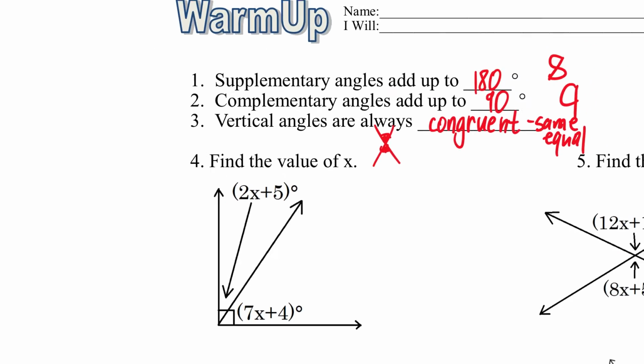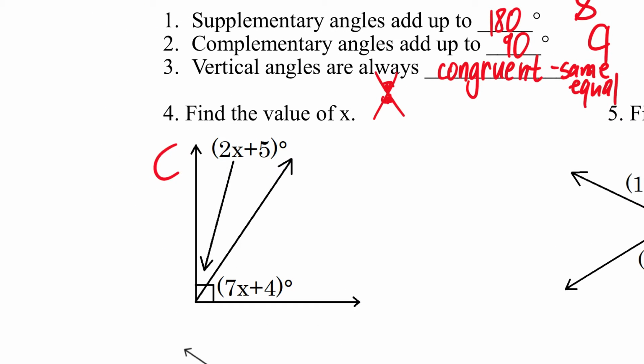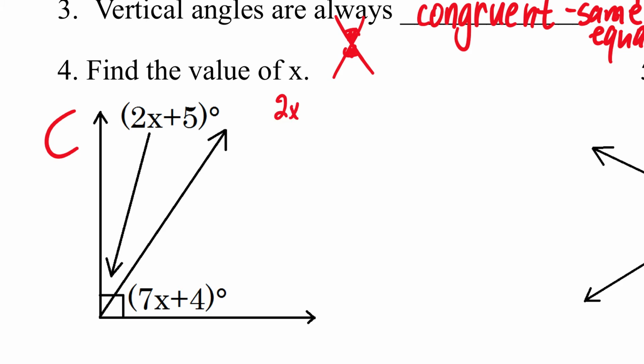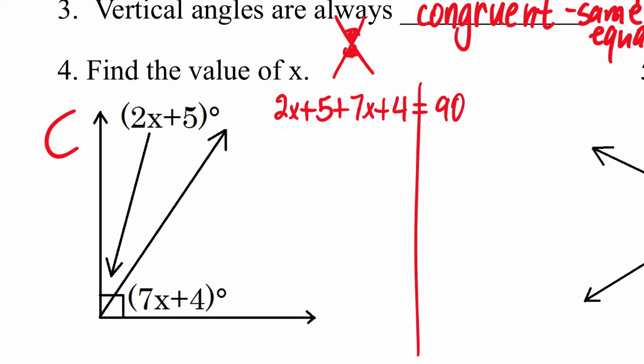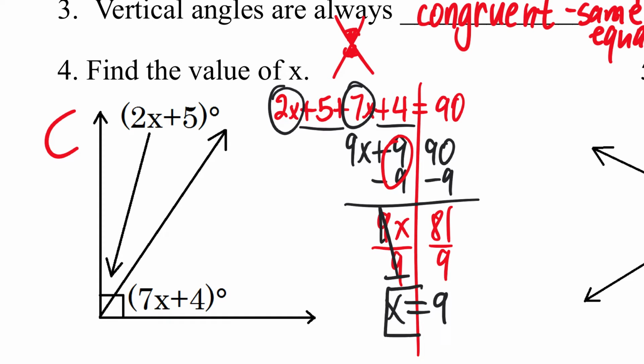Okay, so number 4, this is an example of which one of those there? It's complementary, so they add up to 90, right? So on this one, the 2x plus 5 plus 7x plus 4 equals 90 degrees. Combine like terms: 9x, 5 and 4 together make 9, equal 90. Minus 9. 9x equals 81, divided by 9. And x equals 9.